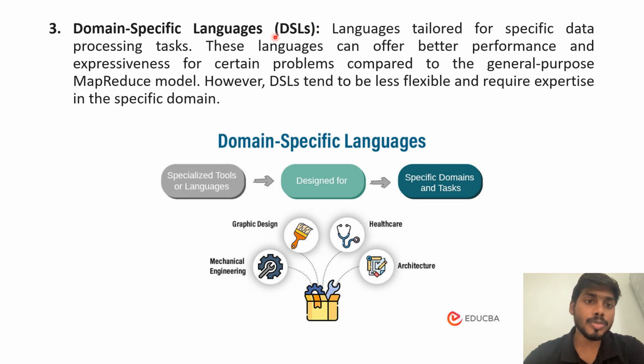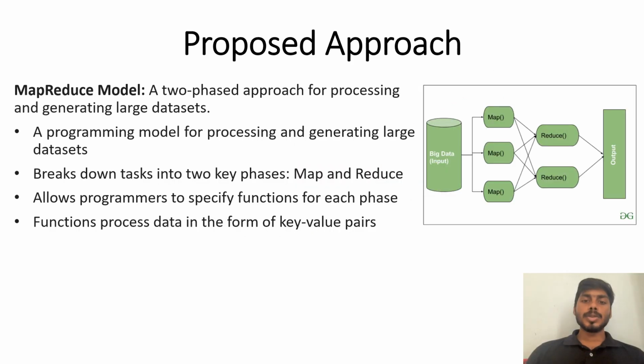DSL is another approach related to MapReduce. It is nothing but a domain specific languages method. These languages can offer better performance and expressiveness for certain problems compared to the general purpose MapReduce model. It is again not that friendly compared to the MapReduce model. It is less flexible and requires experts for the specific domain. Each approach has its weaknesses and strengths.